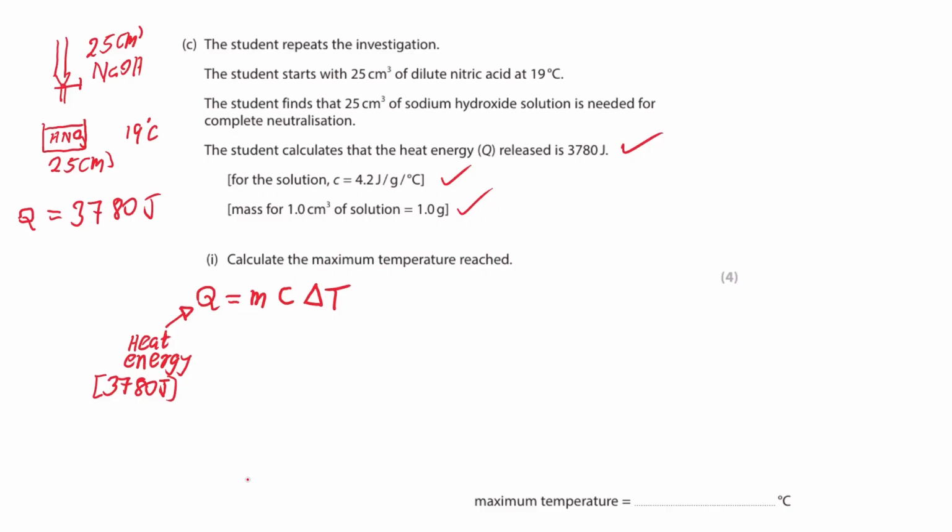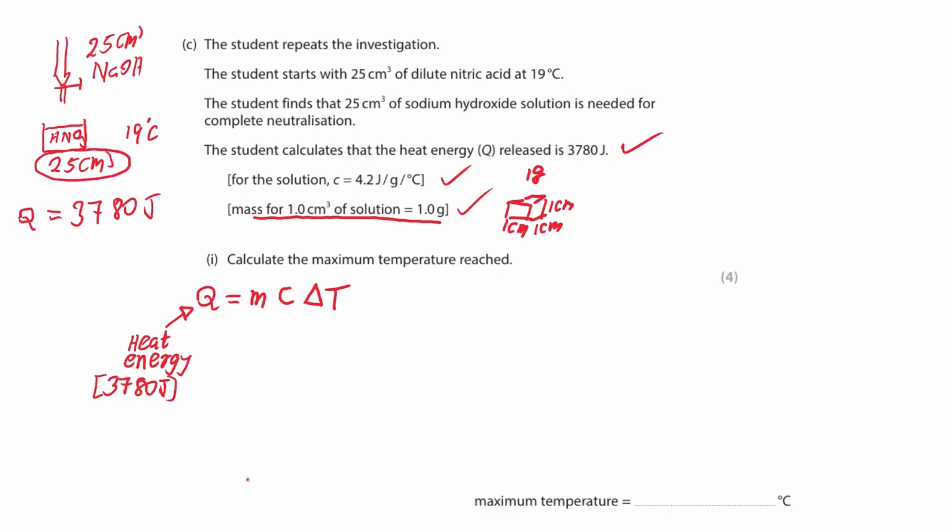This density simply says that if you take 1 cubic centimeter, what is 1 cubic centimeter? It means it's a cube which is 1 centimeter length, 1 centimeter breadth, 1 centimeter height. That's 1 cubic centimeter. They say the weight of this 1 cubic centimeter is 1 gram. That's what it says. The mass of 1 cubic centimeter of solution is 1 gram. So how much volume do we have?